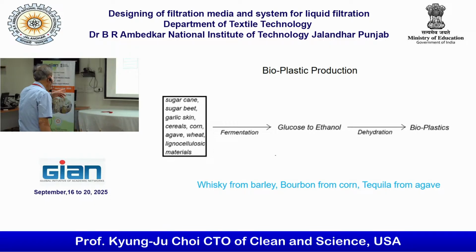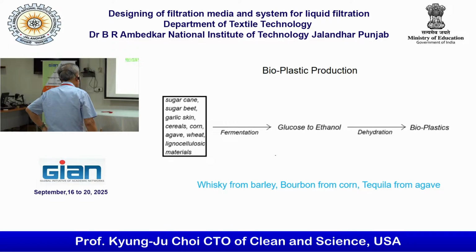So here, whiskey from wheat, bourbon from corn, tequila from agave, for your reference. And then dehydration, then you can make bioplastic. This is one of the examples.